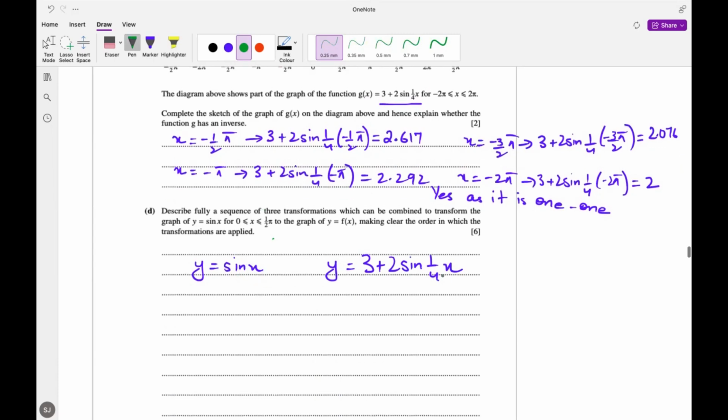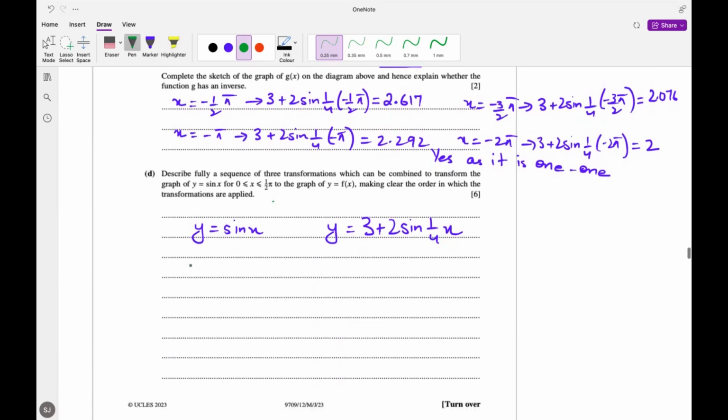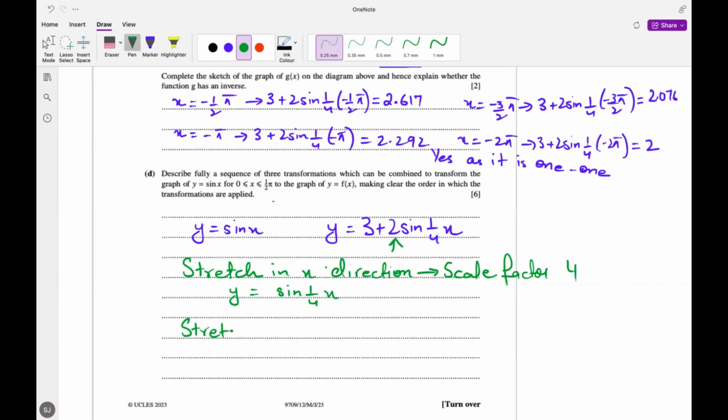We see that sin x has become sin(1/4 x). This change basically represents a stretch in the x direction, and as it is 1 over 4 up here, it means that the scale factor will be 4. So after a stretch in the x direction with a scale factor of 4, y equals sin x will become y equals sin(1/4 x). Now applying a stretch in the y direction with a scale factor of 2, this equation will become y equals 2 sin(1/4 x).